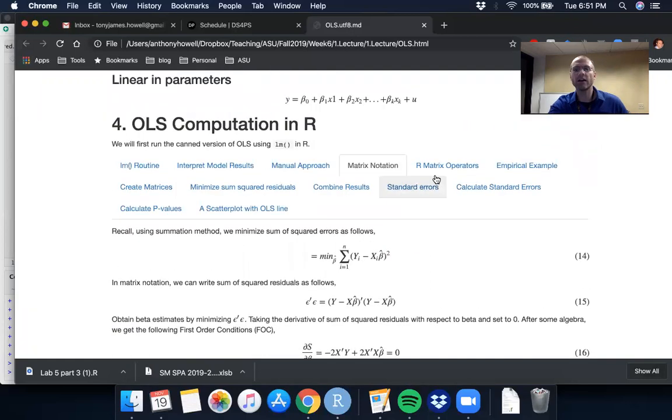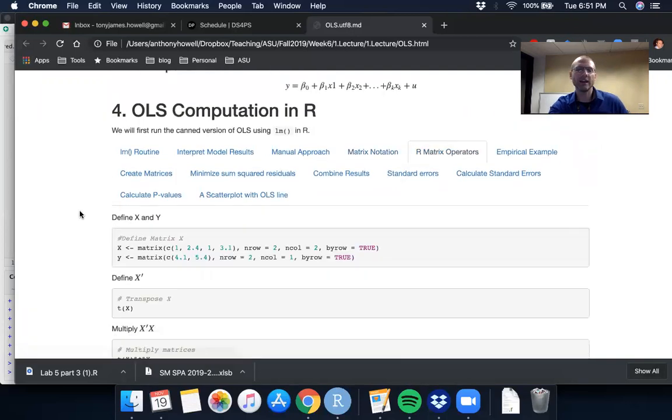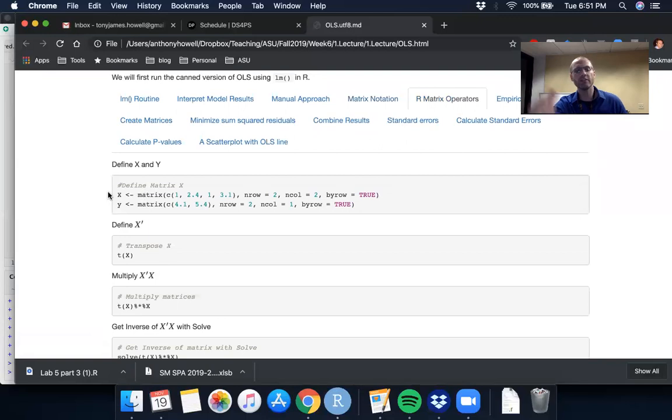We can calculate this by hand inside of R. So if we just create a very small data set out of thin air, we'll have 2 observations for our x. 2.4 and 3.1 are our values. These ones here represent our constants. We'll have two rows, 2 columns. Our y is going to be our outcome variable. Again, there are 2 observations, 4.1 and 5.4.